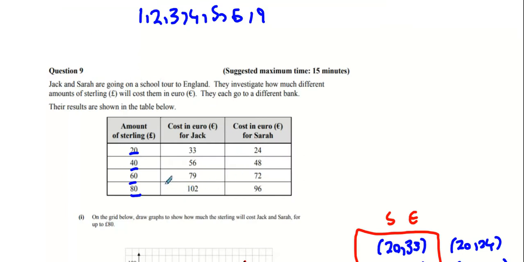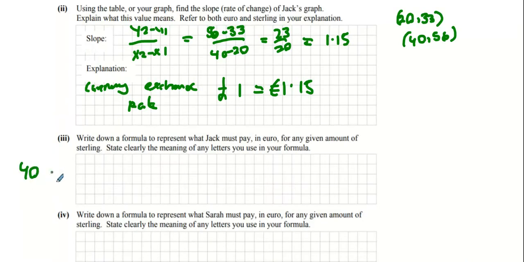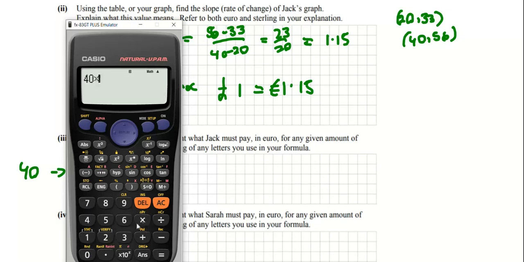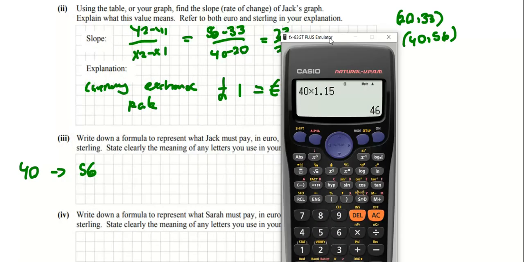So let's say you pay 40 sterling. 40 sterling turns it into 56, okay? So 40 should turn into 56. But multiply 40 by 1.15 and you get 46. But yeah, there's 56 there. So we can see we're 10 short.